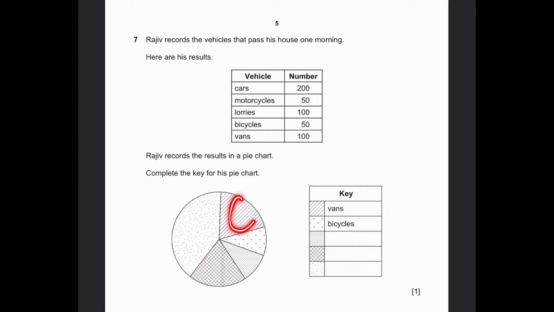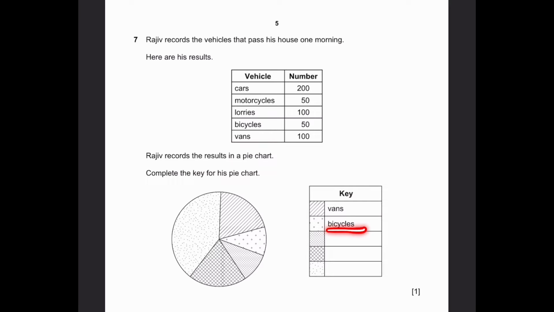We can see that this here is vans, this is bicycles. What's the next one? Well, 200 will have the largest angle, so this will be the 200. And then 100 will have a middle angle. This one looks quite moderate. This is the largest, this is the smallest angle here, so these 2 are middle angles. And the smallest 2 angles will be for 50.